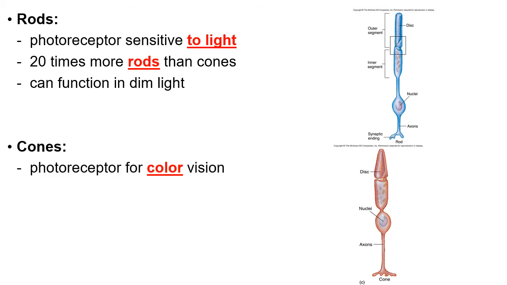Cones are photoreceptors for color vision. So how are you going to remember that? Cones, color, see. There are three types of cones, blue, green, and red. And if you're deficient in any of these cones, you could potentially be colorblind to any of these different color variations.